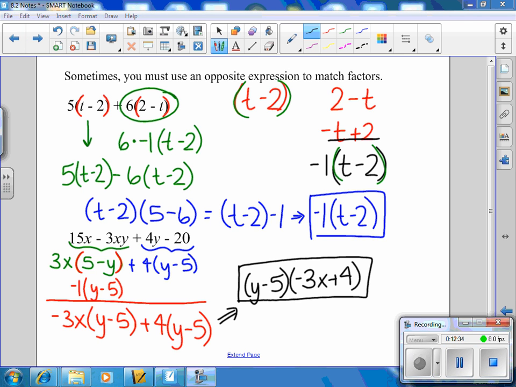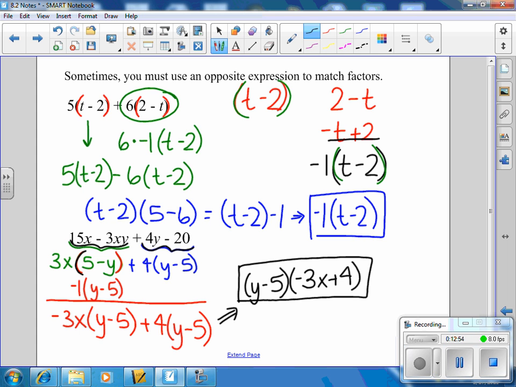All right, so this box in black is what you should have gotten. So first you had to do some factoring by grouping and group up those two. You could pull out a 3x and you're left with 5 minus y. And then you can group up the 4y and the negative 20. Once you did that, you should have noticed that you had those opposite terms again.